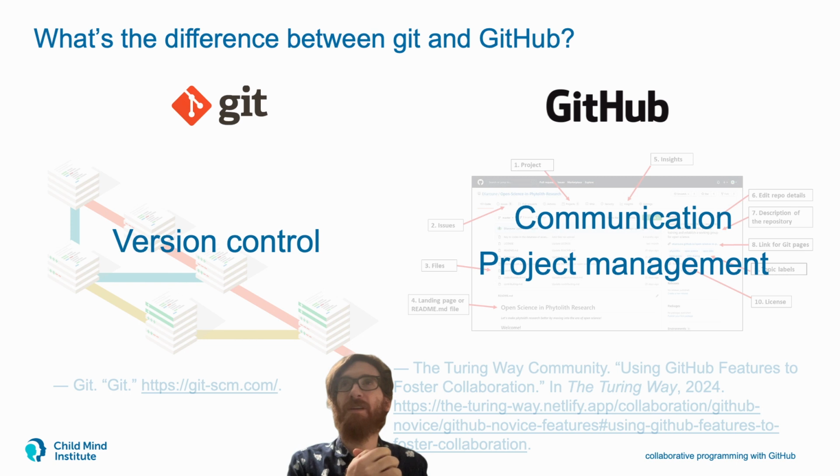But GitHub has a lot broader mandate than Git. Git is strictly version control. GitHub is communication and project management. And so GitHub wants to compete with Slack and with Monday and with all of the Atlassian tools, like with Trello and with Basecamp.